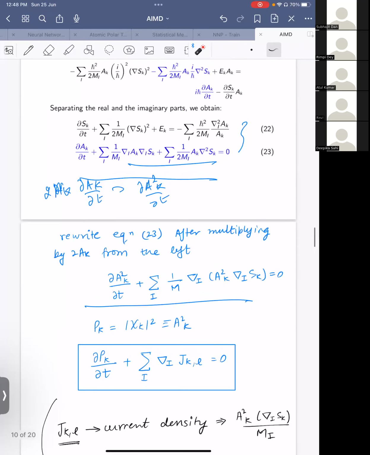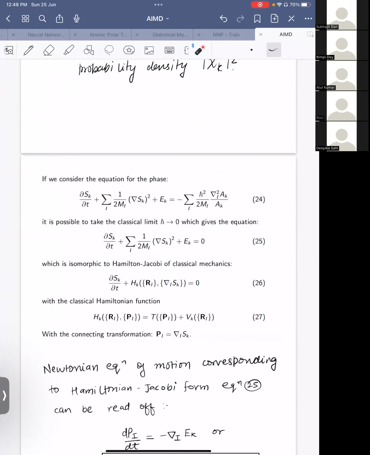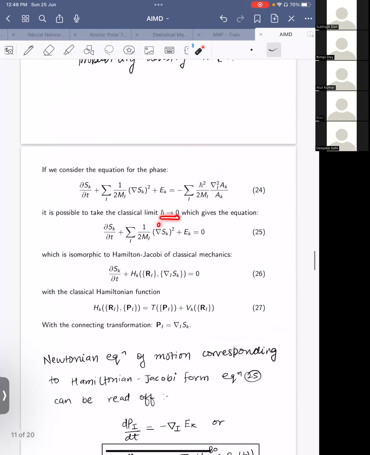Now I will solve equation 22. This is our equation, and in the classical limit, the reduced Planck constant tends to 0. If we put h equal to 0 in this equation, we get an equation like this. This equation is isomorphic to the Hamilton-Jacobi equation, which is this equation. And this Hamiltonian is the kinetic energy plus the potential energy.